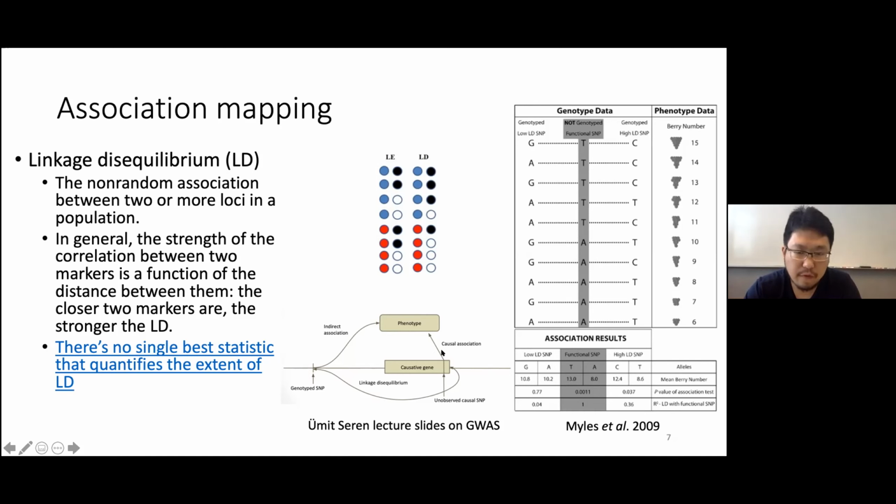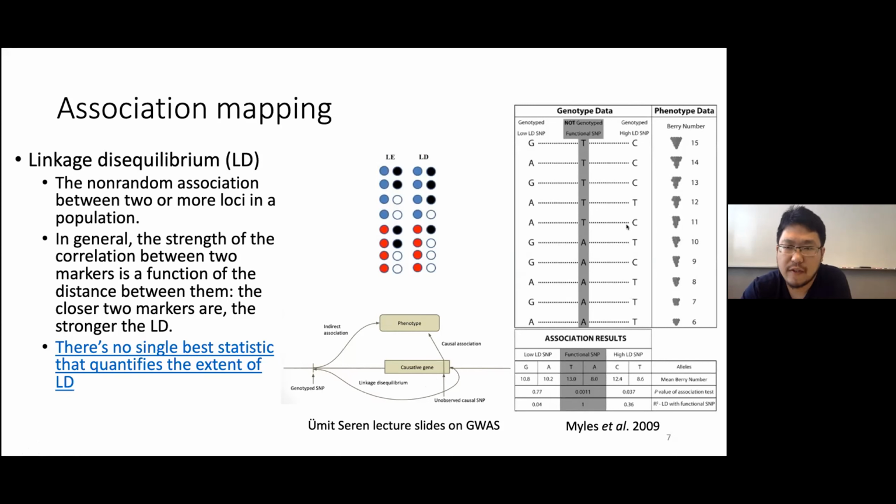For example, if there's a causal variant in the candidate gene, and we are not able to genotype it, but there is a SNP marker that is in LD with this causal variant, and we can genotype this marker, and this marker is associated with the trait we're interested in, then by detecting this association, we can map to the genomic interval that contains this candidate gene. So this is how LD works in association study.